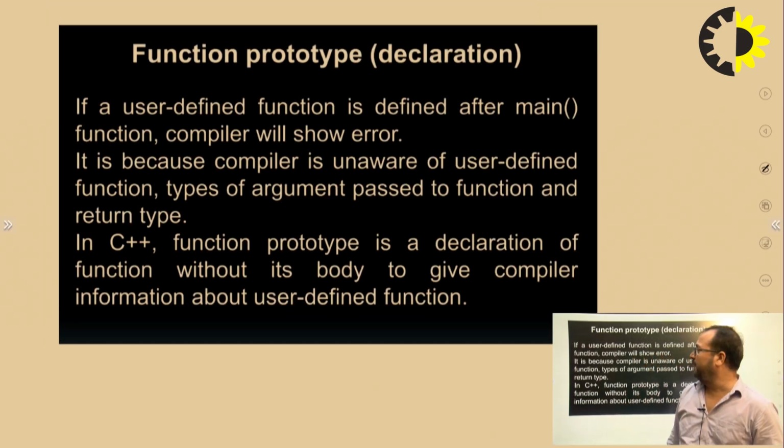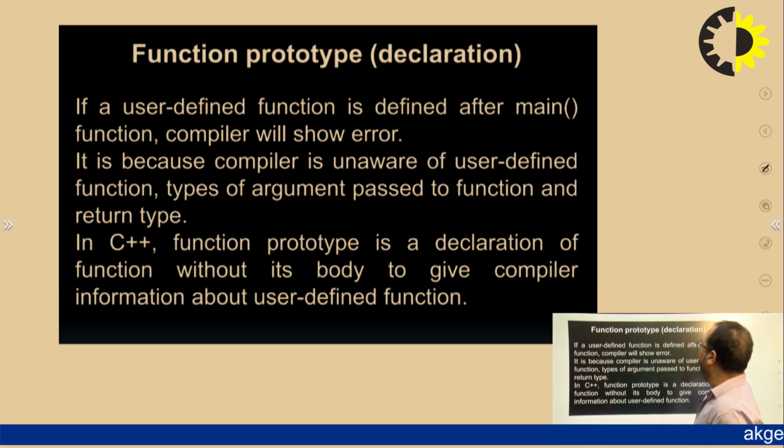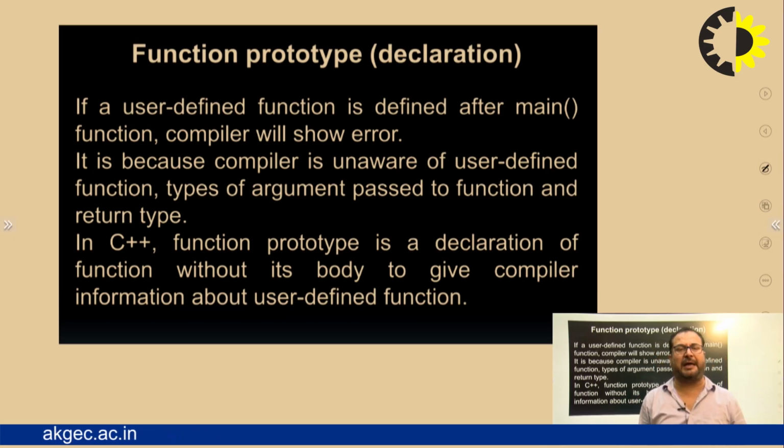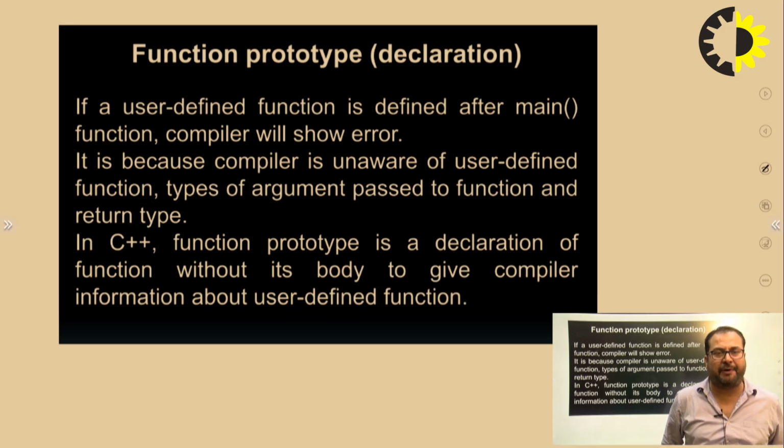Now, function prototype declaration. If a user defined function is defined after the main function, the compiler will show an error. It is because the compiler is unaware of the user defined function, the types of arguments passed to the function, and the return type. So, the function prototype is basically the declaration. Like if you want to use a variable, we must declare the type of the variable. Similarly, before using the function, we need to write the prototype declaration that tells the compiler the return type, the name of the function, how many arguments it is going to take, and all that.